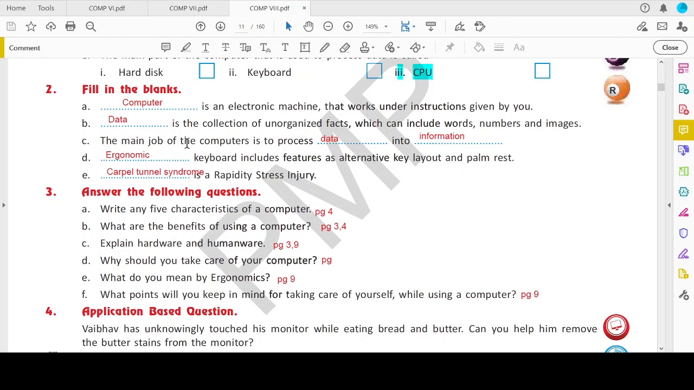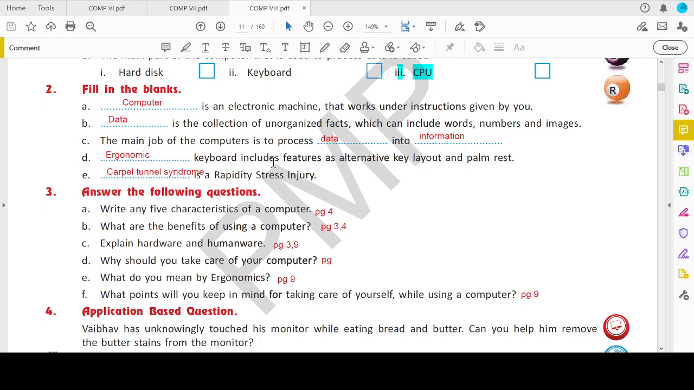The main job of the computer is to process dash into dash. The main job of the computer is to process data into information. So it takes the input in the form of data and it gives the output that is relevant to a purpose, that is meaningful, and it is information.